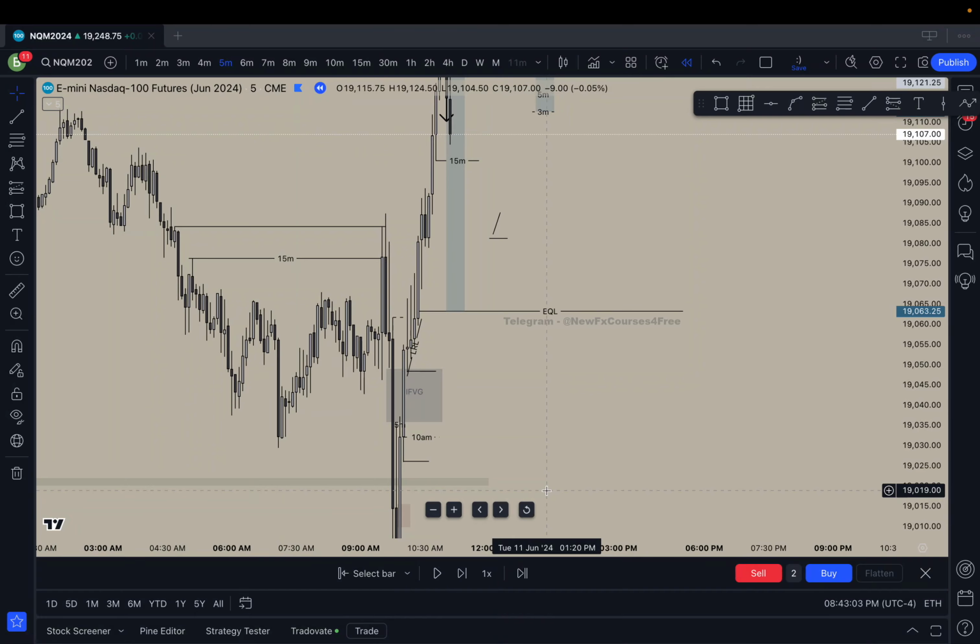Low-key might do that for my fun. So basically, target a higher time frame liquidity sweep paired with an inversion, targeting unfilled fair value gaps. Yep.